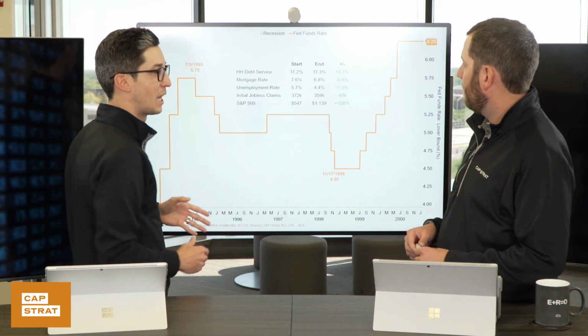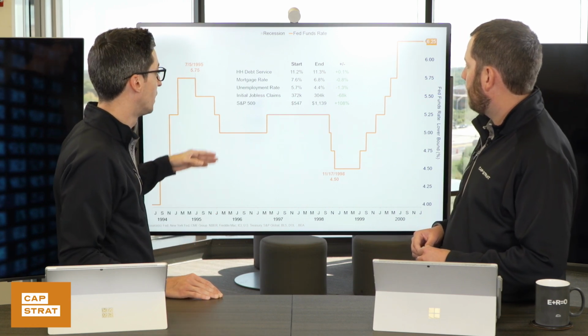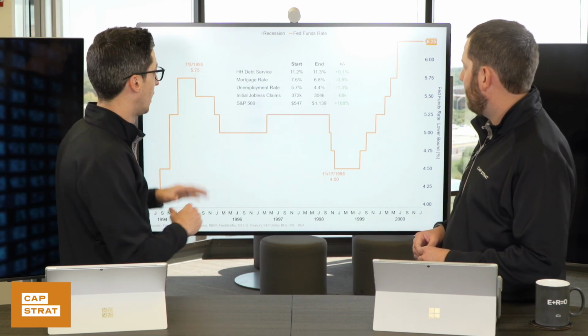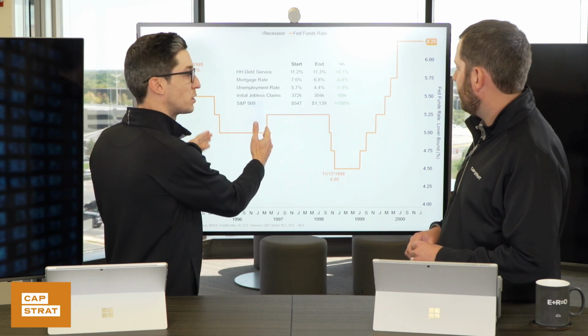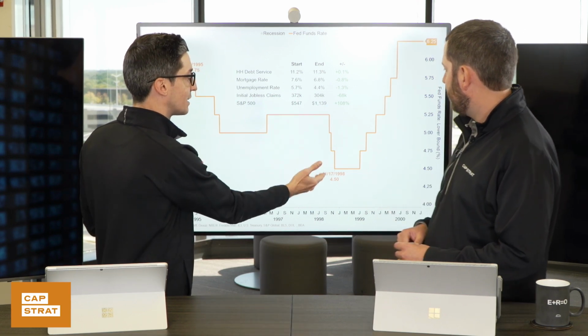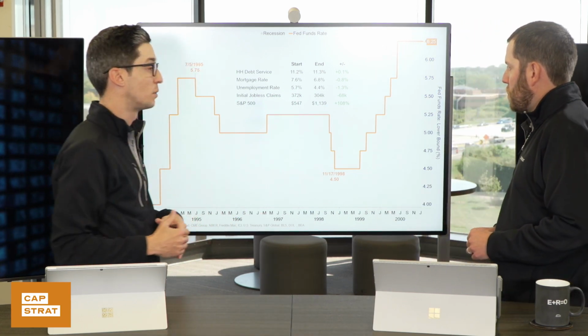They can start normalizing policy, and in pretty quick order, they lowered the Fed funds rate. From there, it was sort of a pause, readjustment until we got into 1998. That's when there was more of a crisis.